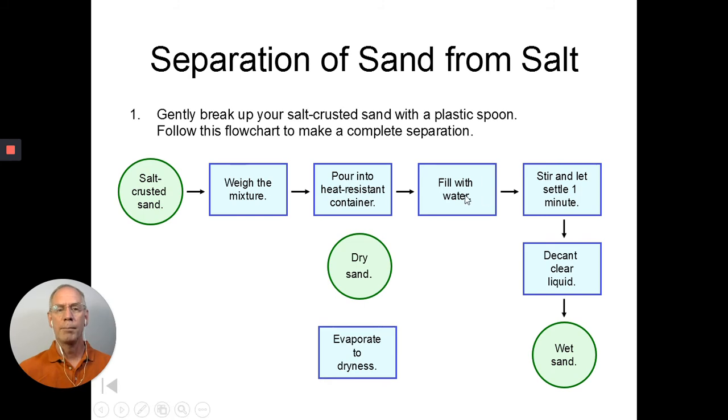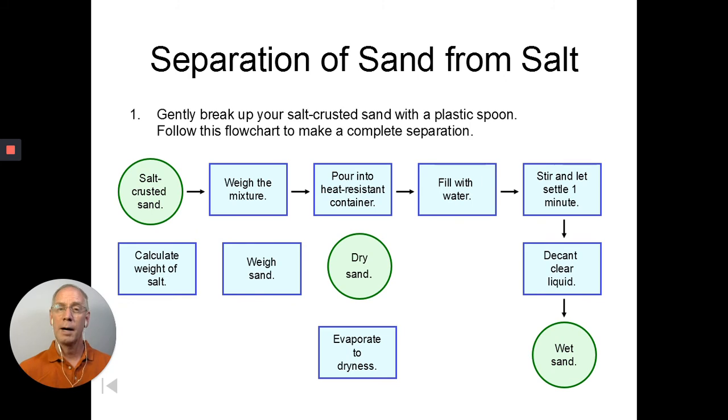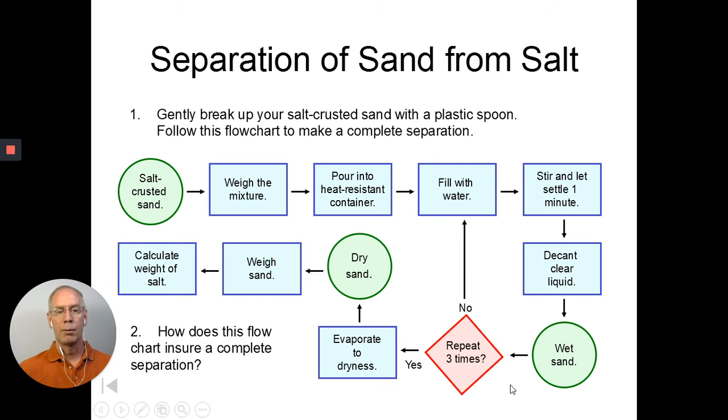What are we trying to accomplish in this first step? Well, what I was trying to accomplish is to get the salt to dissolve in the water. Then I would decant off the liquid, that would be the salt water, and I'd have wet sand left. I would then maybe repeat this multiple times because there may be some more salt in the sand. So I'd fill it with water, stir it, let it settle, decant, and I would do this maybe a total of 3 or 4 times. Once I've done that, I'm pretty sure I got all the salt out.